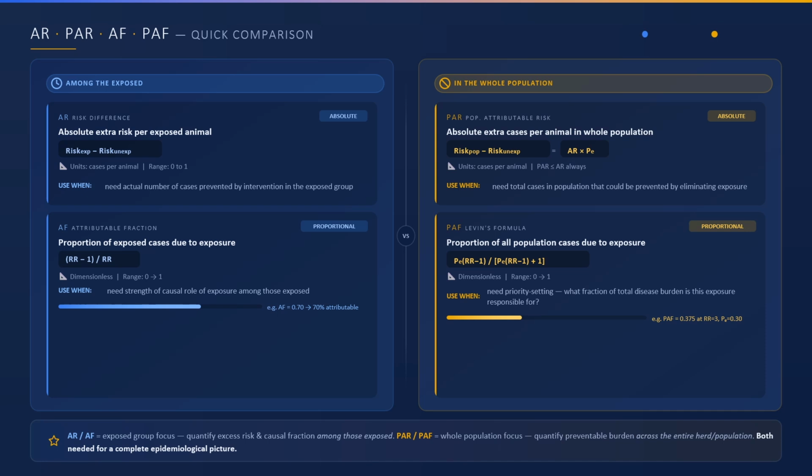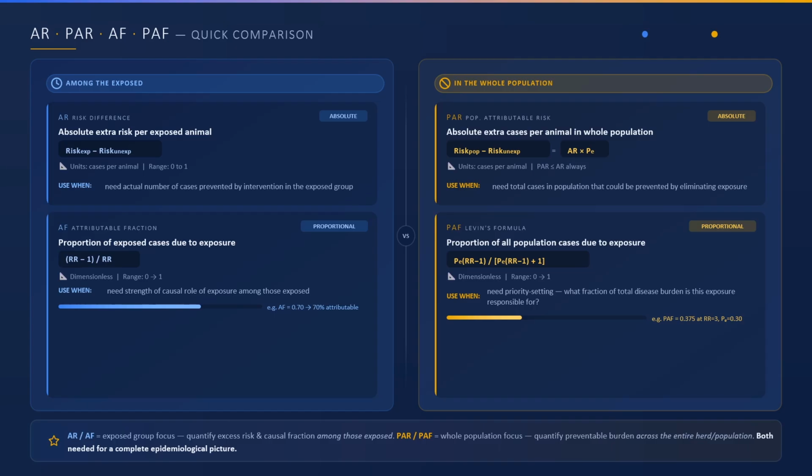Levin's formula. This is your priority setting measure. What share of total disease burden does this exposure own? The clean mnemonic: AR and AF are exposed group focus. PAR and PAF are population focus.